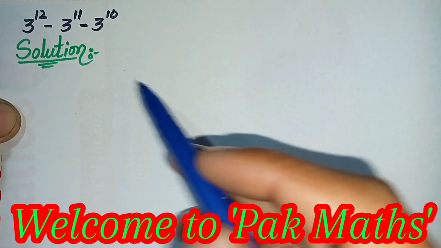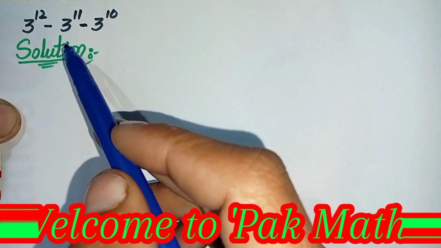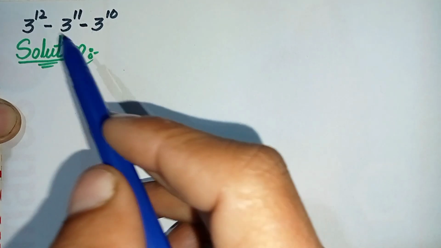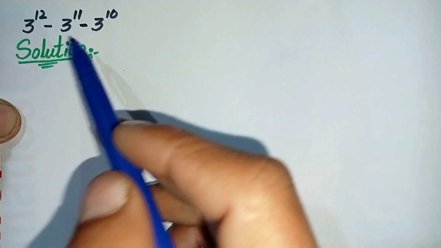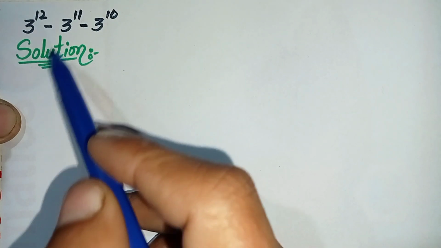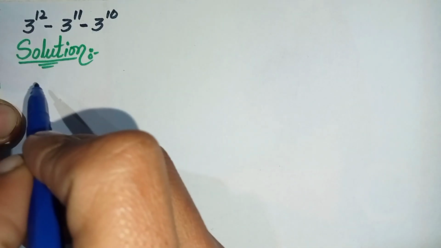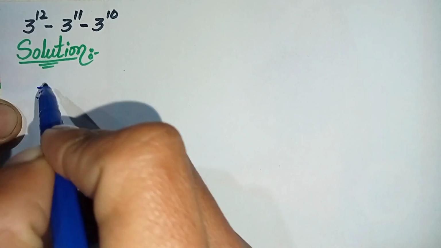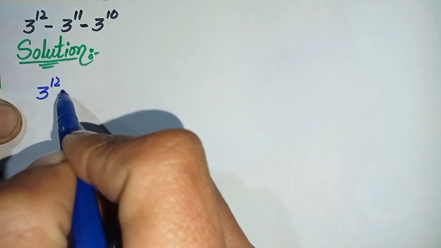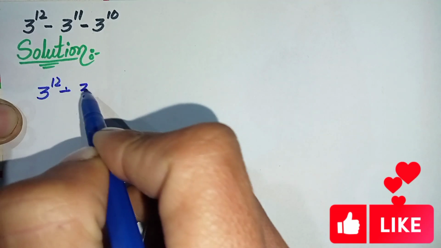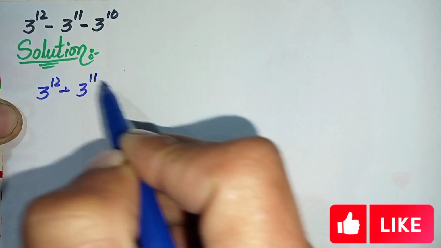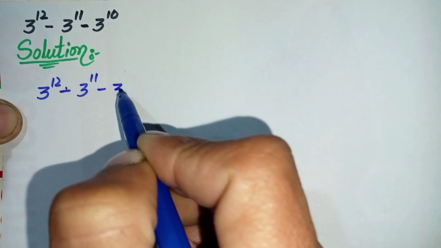In this video I'm going to solve this nice simplification math problem. Now to solve this question properly, first we will write the solution and then we will rewrite this question in the solution again. So the question is 3 raised to power 12 minus 3 raised to power 11 minus 3 raised to power 10.